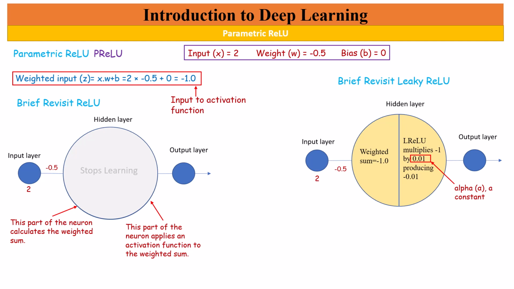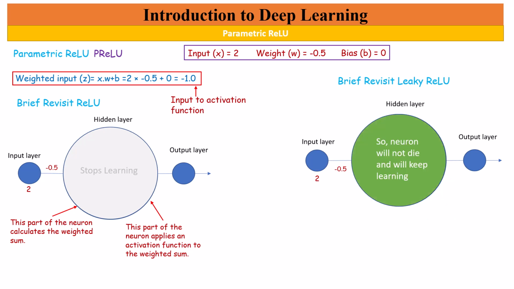What's the impact of using this small negative slope? It allows the activation function to output a small negative value instead of 0, which ensures that the neuron continues to receive gradients and keeps learning, even for negative inputs. Now let's illustrate Parametric ReLU and discuss differences between ReLU, Leaky ReLU, and PReLU.